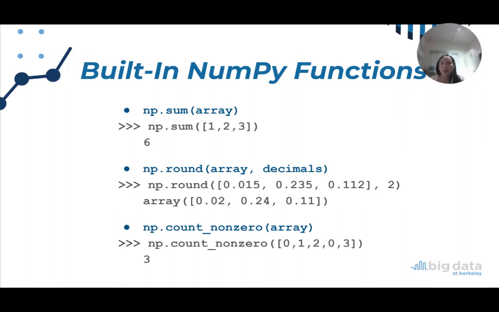And similarly, we have np.count_nonzero, which counts basically all of the numbers in the array that aren't zeros. So as we can see, the non-zeros in this case would be 1, 2, and 3, and so our return would be 3. And there are actually a ton of different built-in NumPy functions. These are just a selection. So I recommend you go look at the NumPy documentation to see all the different functions you could find and use.